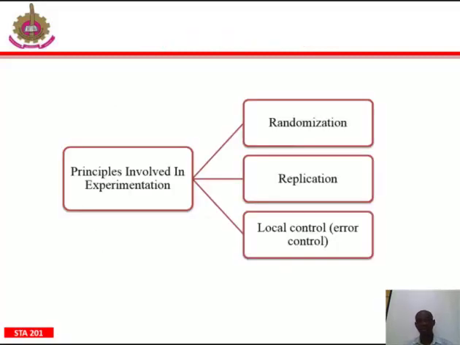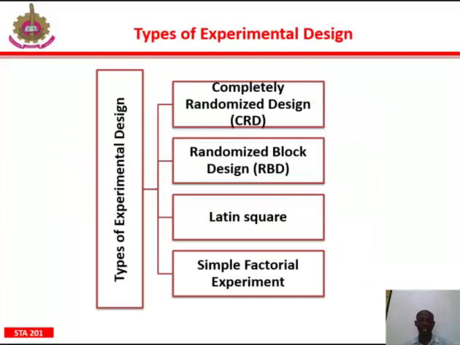Let's move on as we talk about principles involved in experimentation. There are three principles involved in experimentation, and these are randomization, replication, and local control, which is also known as error control. There are different types of experimental design. We are going to discuss them briefly, one after the other. The first type is completely randomized design, which is CRD. We have randomized block design, we have Latin square, and lastly we have simple factorial experiment.